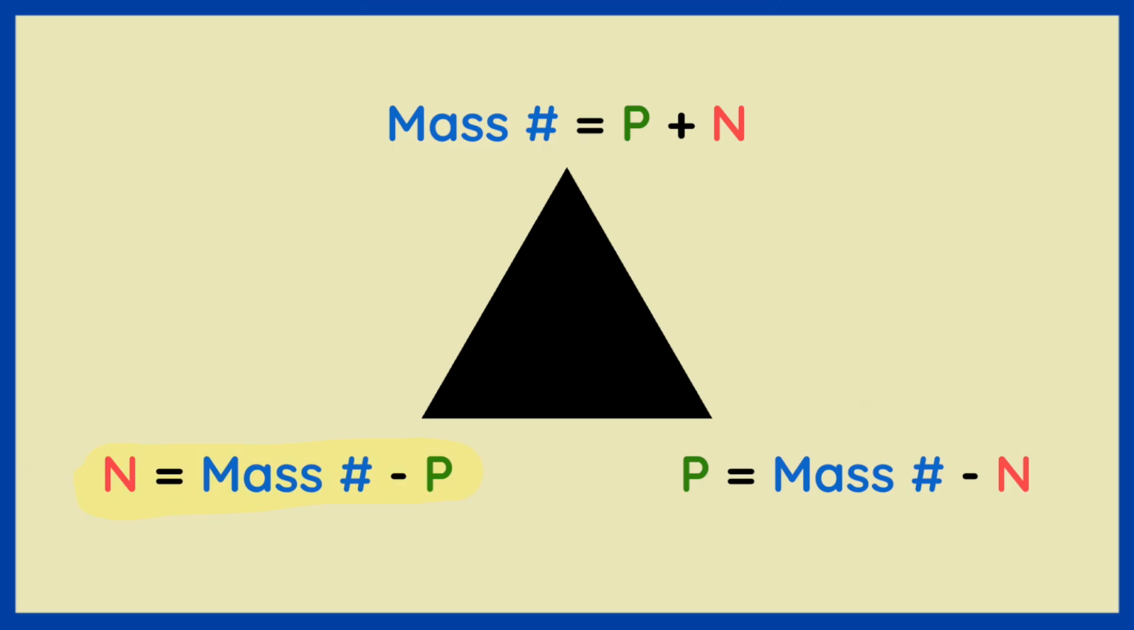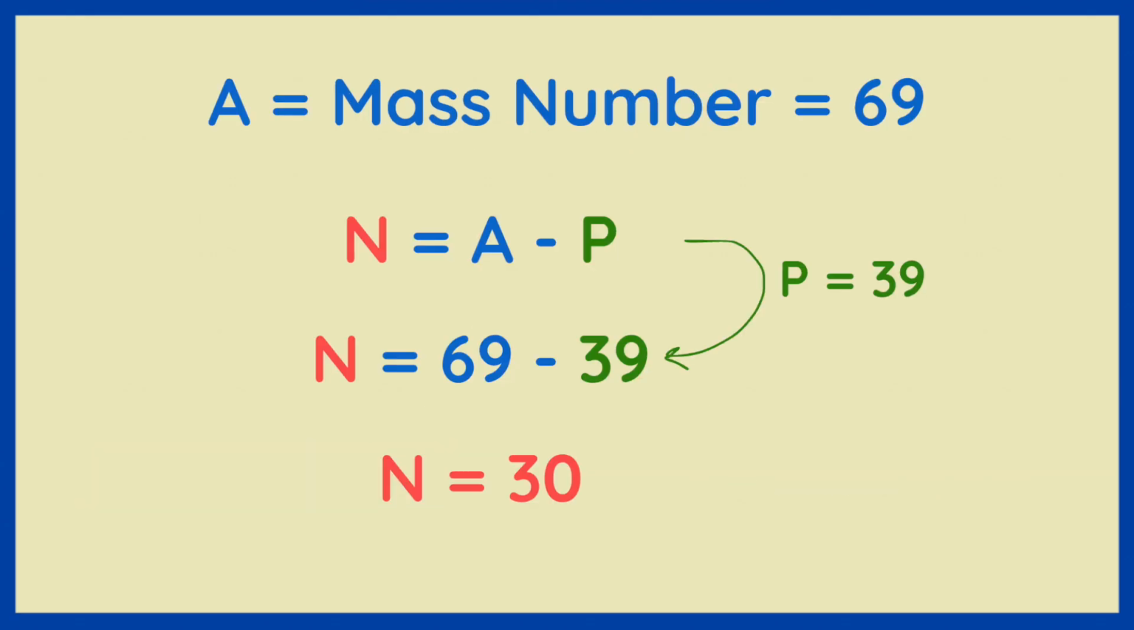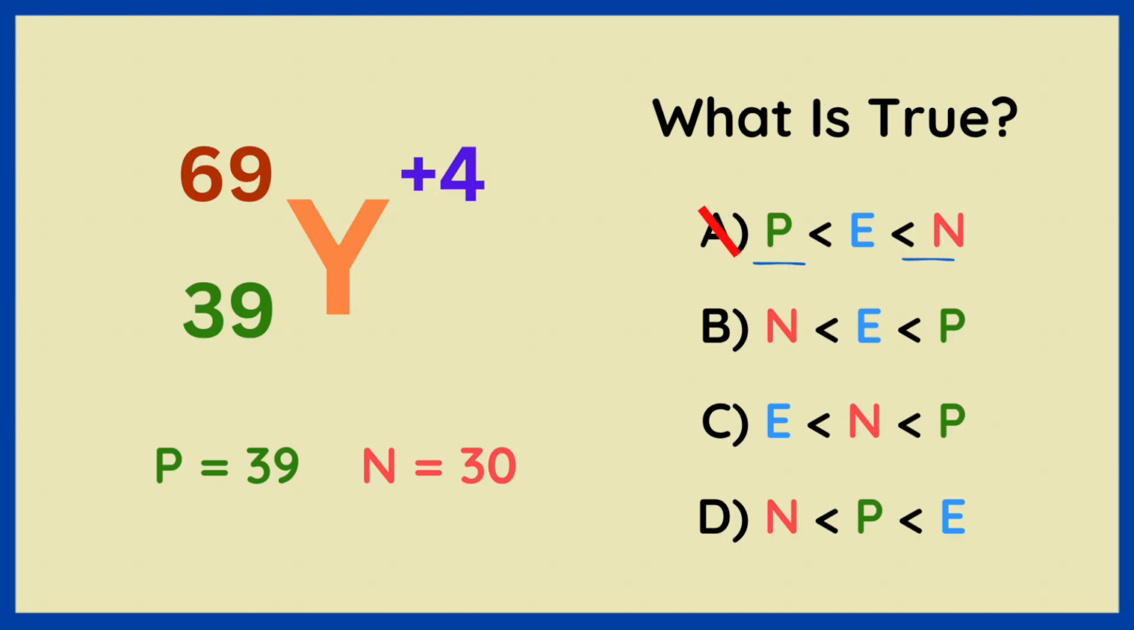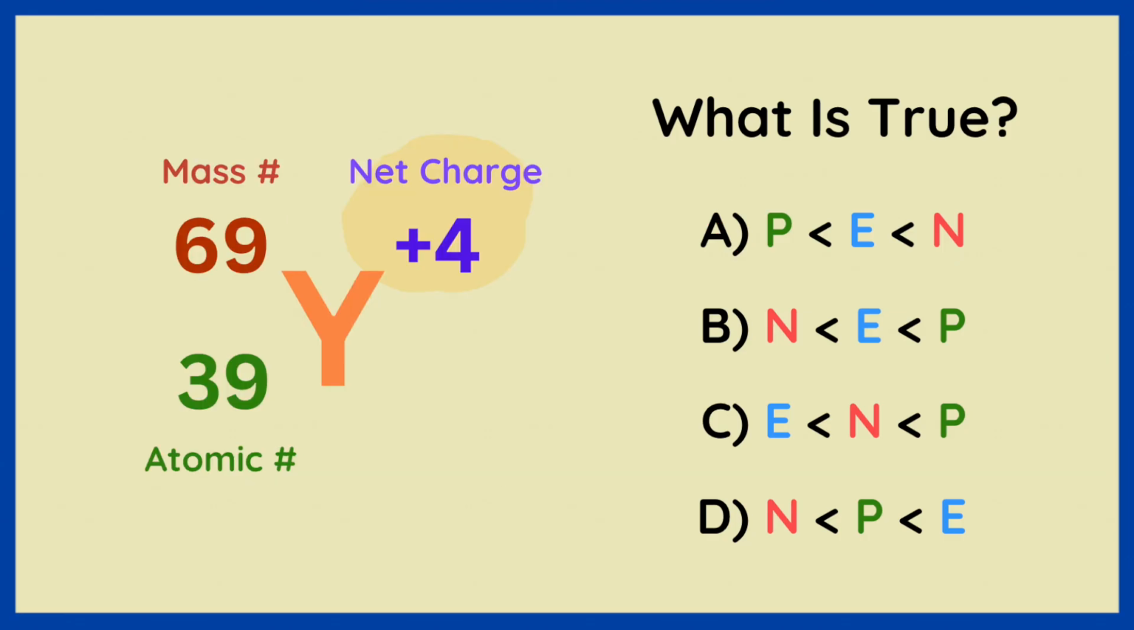And since we know mass number and P, but not N, let's rearrange to solve for N. We plug in the values we know for mass number and proton number, and we get that there are 30 neutrons. The isotopic notation we have also sets us up to do this calculation top to bottom. 69 minus 39 gives us 30 neutrons. Regardless, we know that there are more protons than neutrons, so answer choice A cannot be correct because it contradicts this fact.